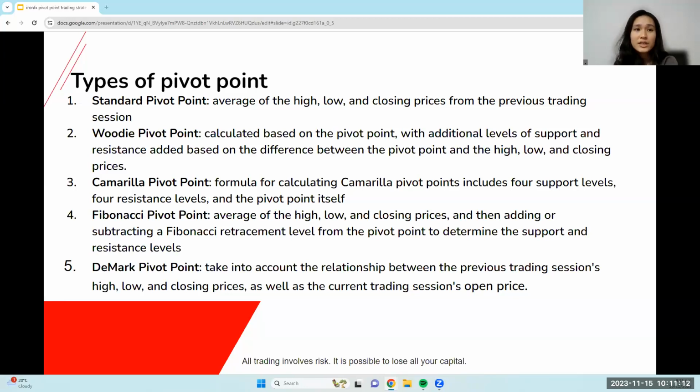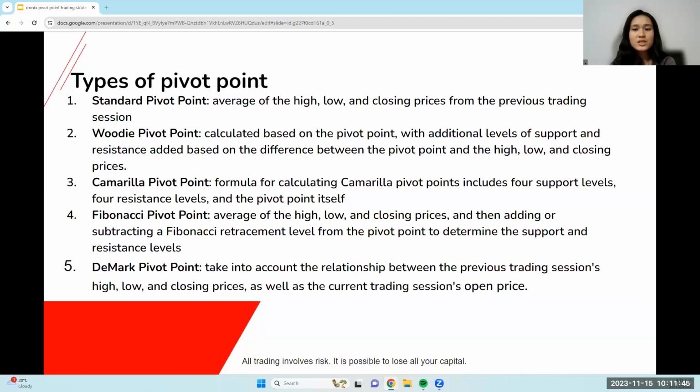Okay. Thirdly, we have the Camarilla pivot point. For this method, it's based on a pretty complex calculation. It involves using multiple levels of support and resistance. And the formula for calculating the Camarilla pivot points includes four support levels, four resistance levels, and the pivot point itself.